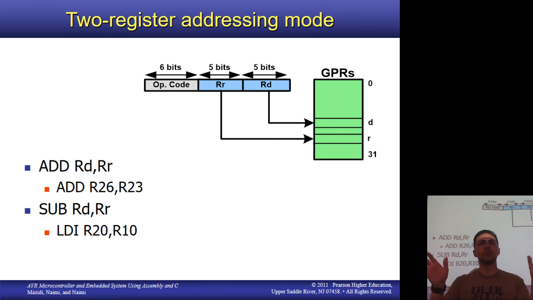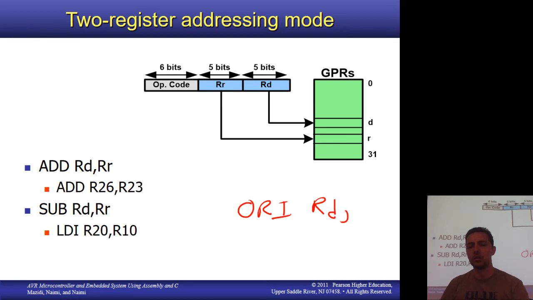Out of curiosity, are you all with me? ORI. What kind of addressing mode is that? Yeah, it is not 2 register. 2 register would have something like Rd, Rr. It's 1 register with immediate value. That's right. Okay. Let me just clear off all this ink so that when I come back to these slides later, I'm not like, what the hell is ORI doing here? The 2 register mode is most of them. It's the majority.